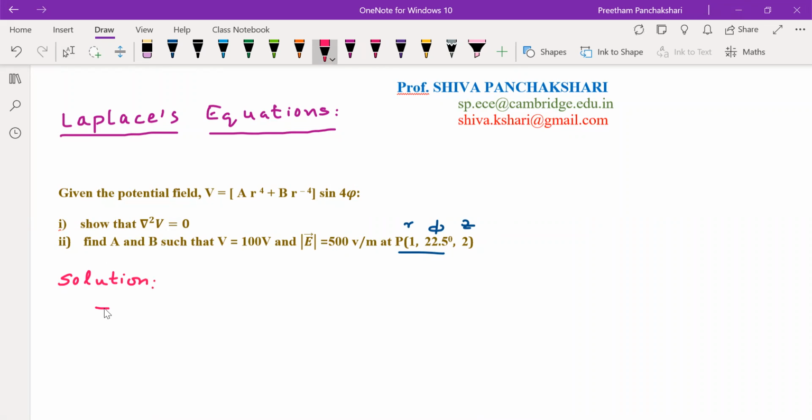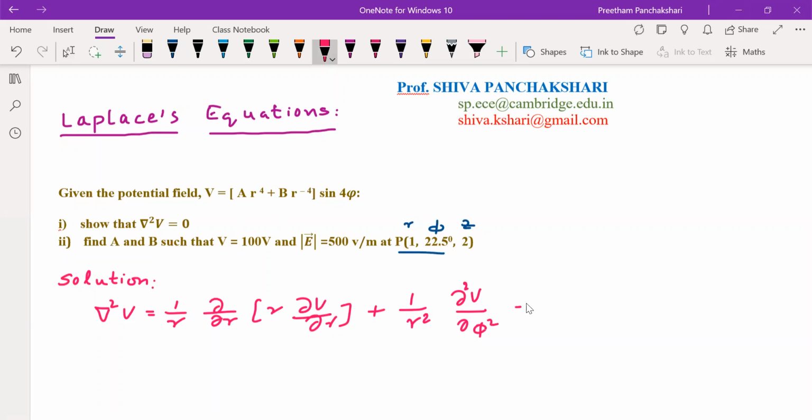So del square V is expanded as 1 by R, dou by dou R into dou V by dou R. The first term of the expansion. Second one is 1 by R square, dou square V by dou phi square plus dou square V by dou z square.